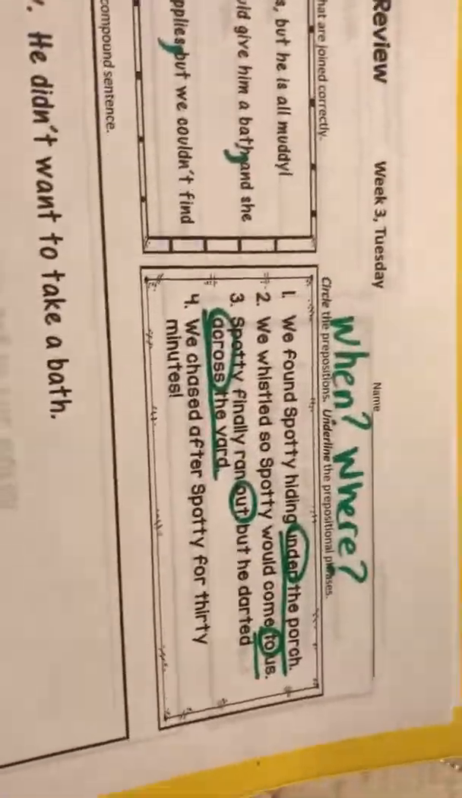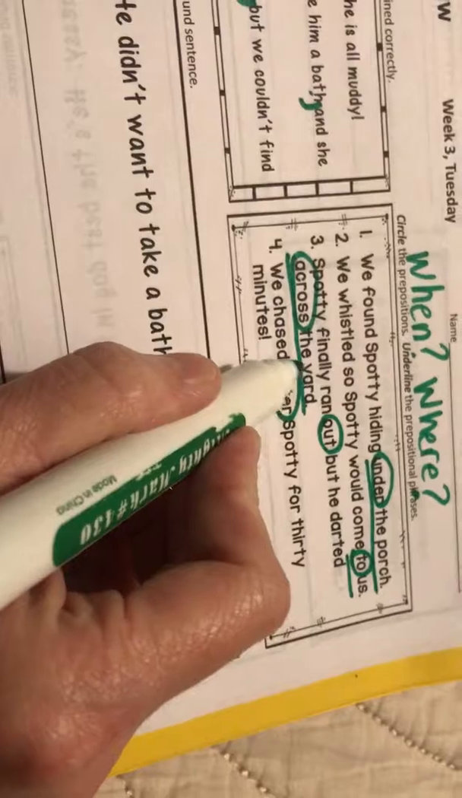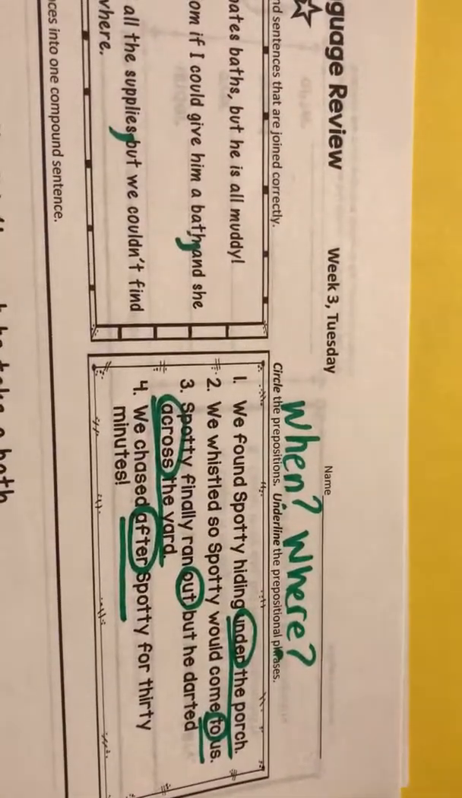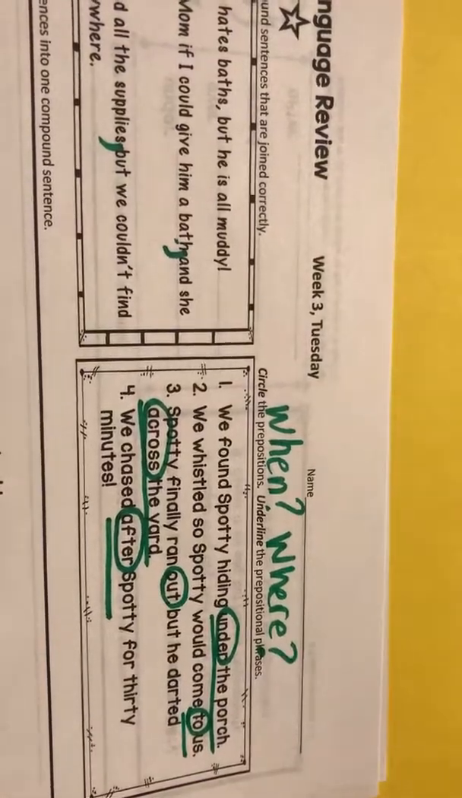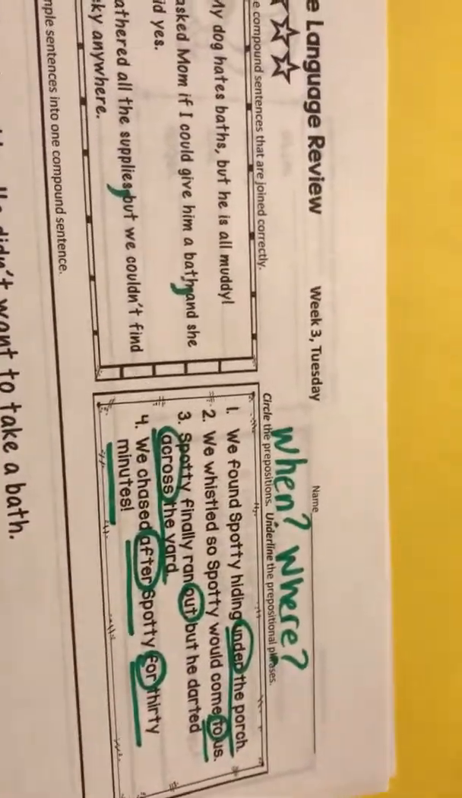Number 4. We chased after Spotty for 30 minutes. We chased where? After Spotty. So after is a preposition, and your phrase is after Spotty. When? For 30 minutes. So for is another preposition, and for 30 minutes is your phrase. Okay?